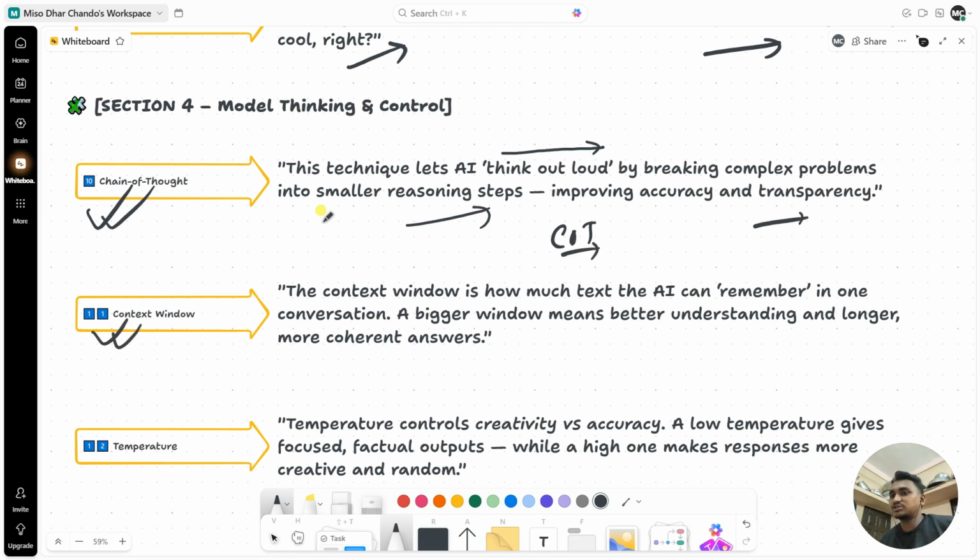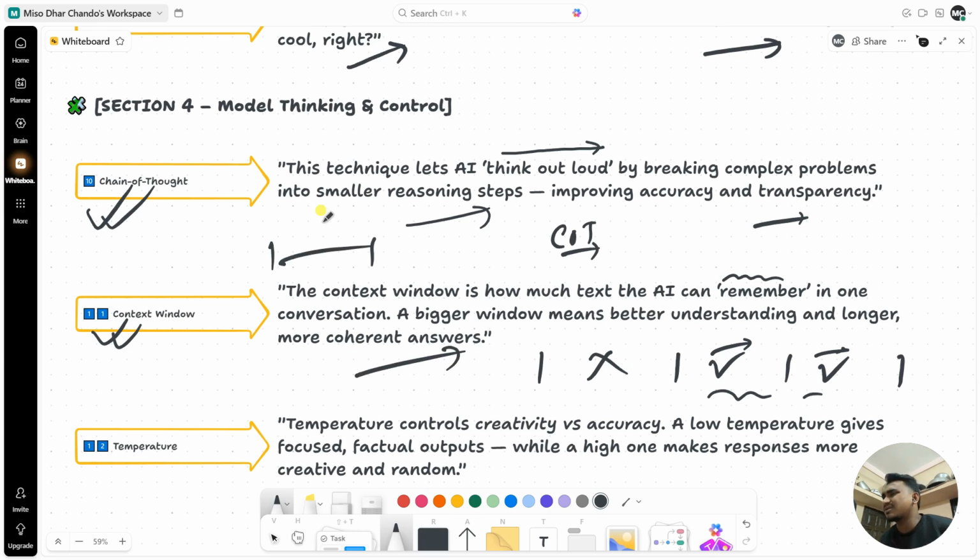Now the next one, the context window. The context window is how much text the AI can remember in one conversation. Let's say we have one sentence and then another sentence, and the AI remembers those two sentences but forgets the earlier things. The context window is how much it can remember. A bigger window means better understanding and longer, more coherent answers. It looks like a sliding window, right?